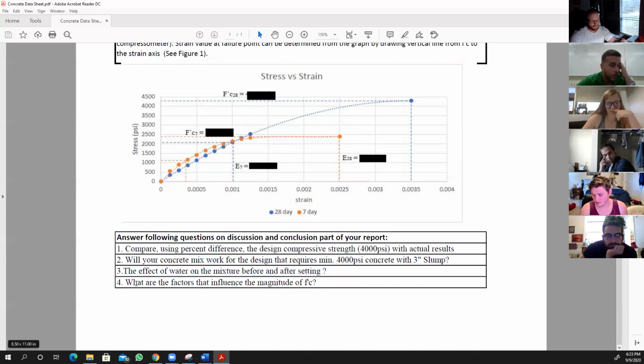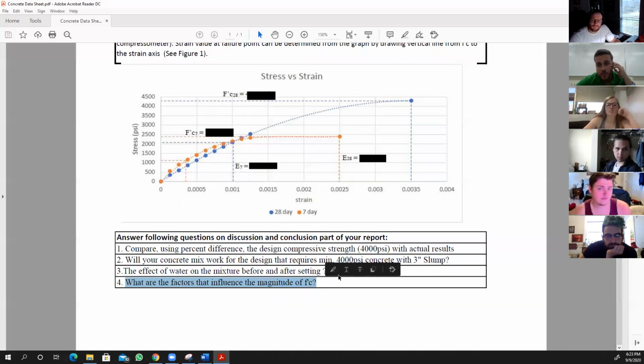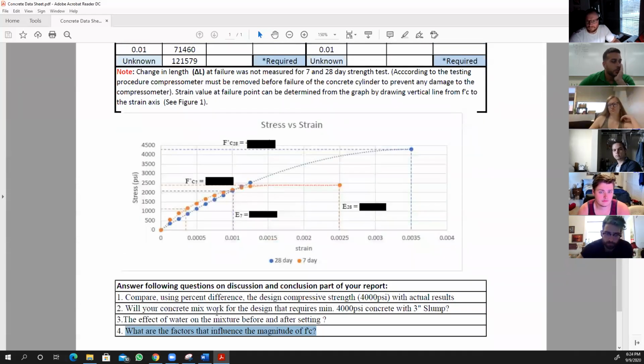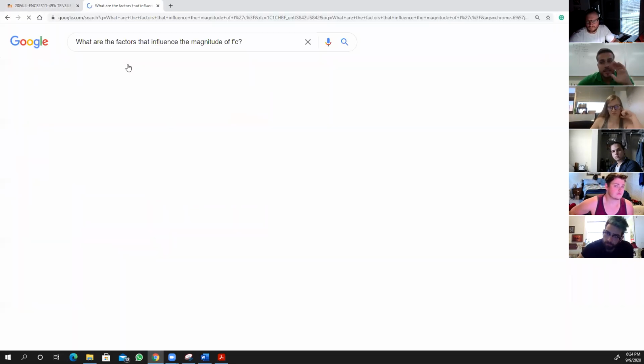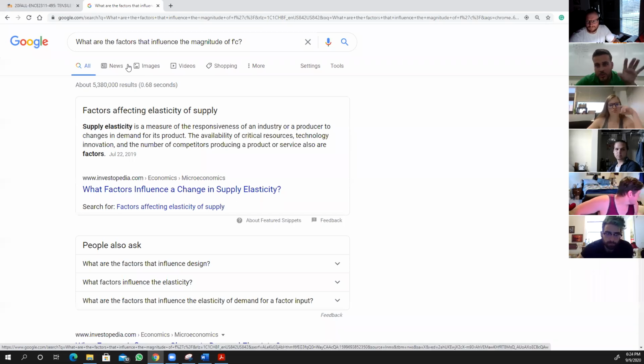or in the handouts. What are the factors that influence the magnitude of f'c? In other words, what factors change or contribute to concrete compressive strength? Temperature, water-cement ratio, humidity, etc. You name it. You can also just ask this question right here. It's not called cheating, it is just knowing the correct answer.